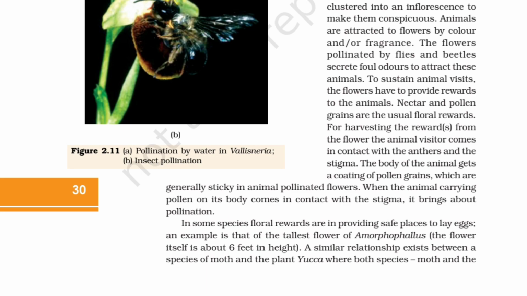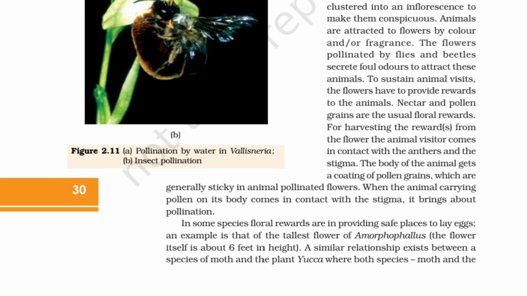For harvesting the rewards from the flower, the animal visitor comes in contact with the anther and the stigma. The body of the animal gets a coating of pollen grains, which are generally sticky in animal pollinated flowers. When the animal carrying pollen on its body comes in contact with the stigma, it brings about pollination.